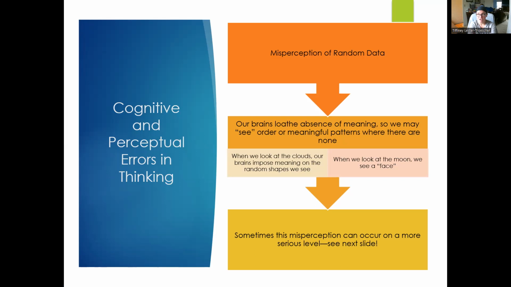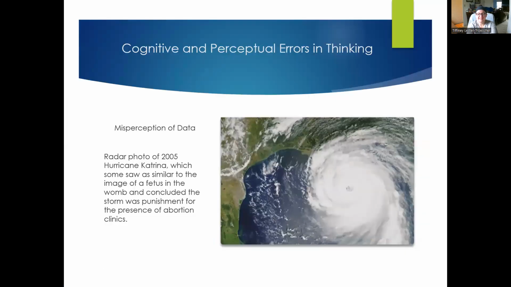Little things like that, man in the moon, seeing shapes in the clouds, not a big deal, right? But it can happen on a bigger level. So back when Hurricane Katrina hit, there was a group, and when I say they were affiliated with the church, I can't remember exactly. They were a pro-life organization, and they saw a radar image of Hurricane Katrina, and I don't know exactly how it went down, if the whole group truly all saw the same thing independently, or if one person saw it and that influenced what the others saw. But they were convinced that there was an image of a fetus in the womb contained in that radar image.